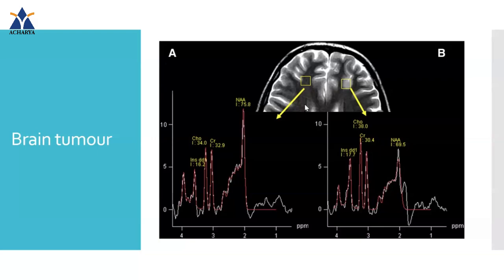So this is the image showing the spectrum of normal tissue and brain tumor. The right spectrum, left spectrum is for normal brain tissue. It is showing the highest NAA peak and lower choline and creatinine peaks. And on the left side, in case of brain tumor, the NAA peak got depressed, and choline and creatinine peaks got elevated. So this is how we differentiate between the normal tissue and the pathology.